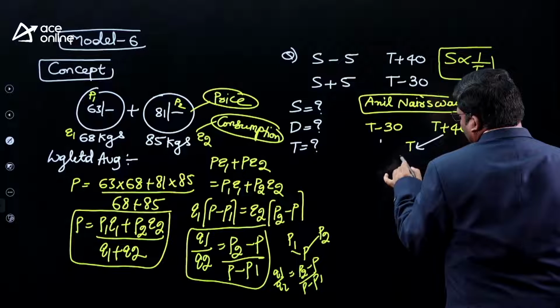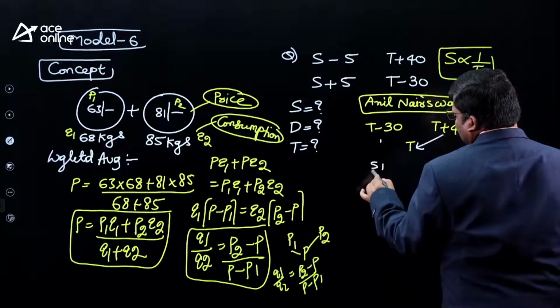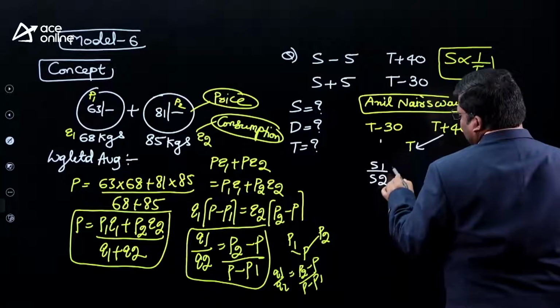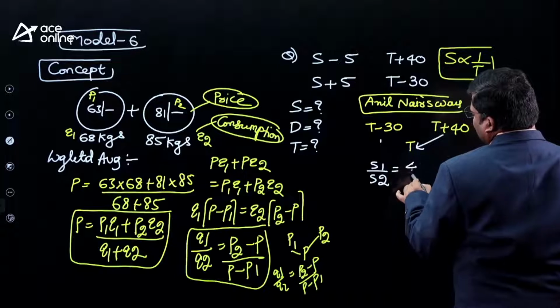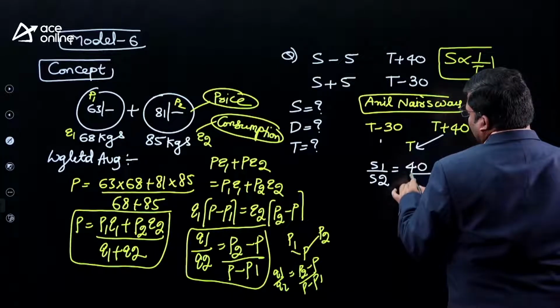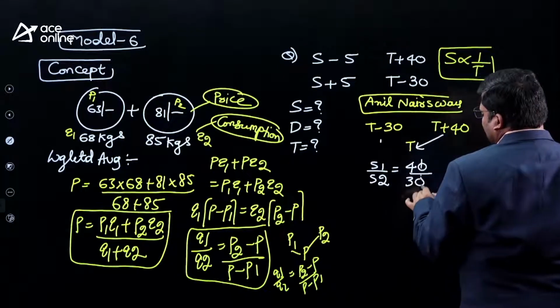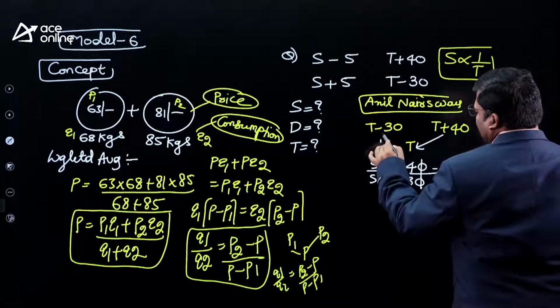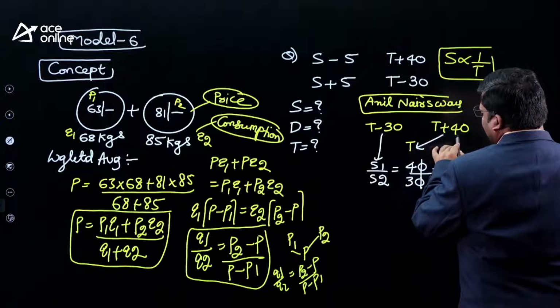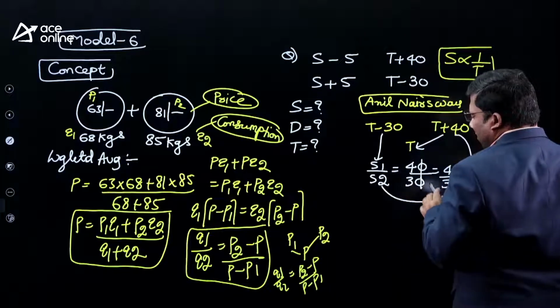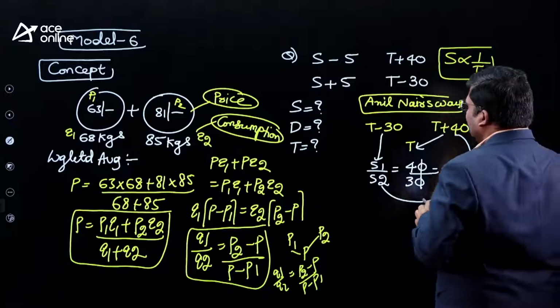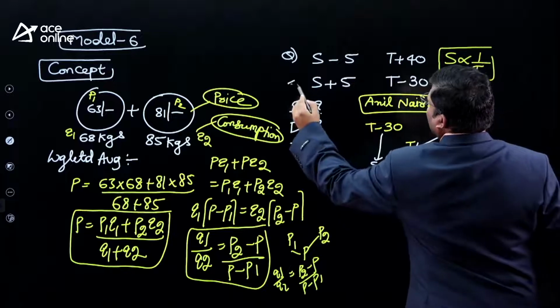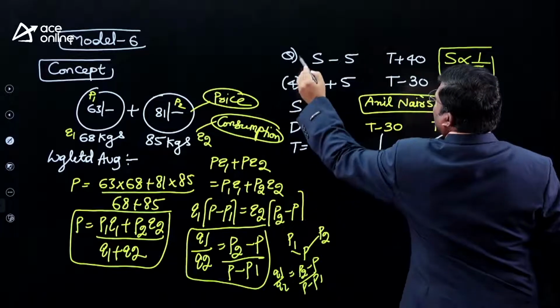The times are T plus 40 and T minus 30. T plus 40 corresponds to speed S2, and T minus 30 corresponds to S1. What is the ratio? It is 4:3. Here it is 4, here it is 3.